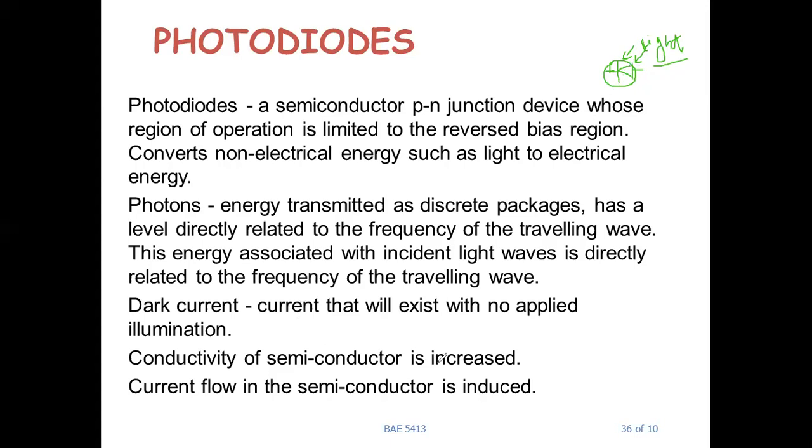The conductivity of the semiconductor is increased. Current flow in the semiconductor is induced here. We are going to give the positive to the cathode and negative to the anode here now. But it is reverse biased. It is reverse bias we are going to consider. In this one, it is a reverse bias.